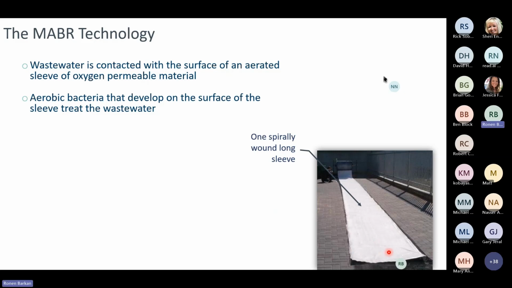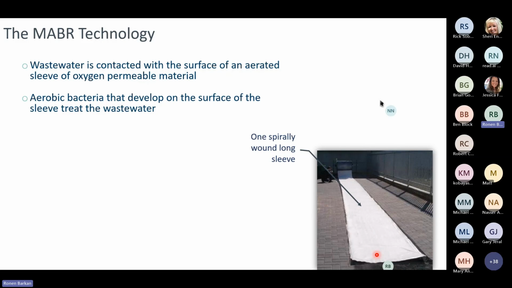We push atmospheric air at very low pressure through one end of the sleeve, let it travel for the entire 875 feet long sleeve until it goes out back from the exhaust valve back to the atmosphere. This is not how we're introducing air into the wastewater. This is just to maintain fresh air inside the sleeve 100% of the time.